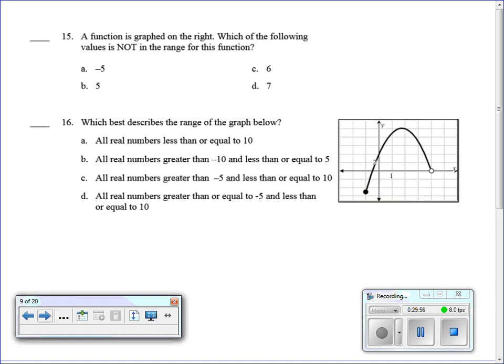The function for 15 is actually on the previous slide, so I'm going to go back and forth. A function is graphed on the right. Which of the following values is not in the range of this function? If we're looking at the range, we want to know which ones are not in the range of this function. So, remember our values of -5, 5, 6, and 7.